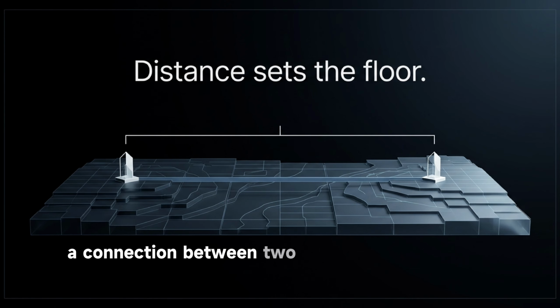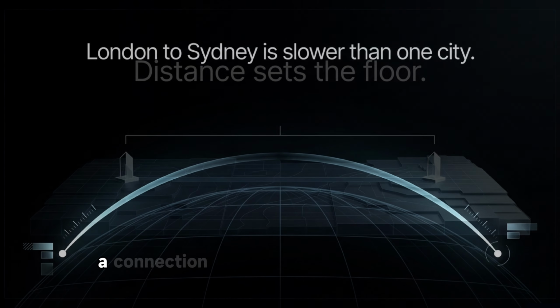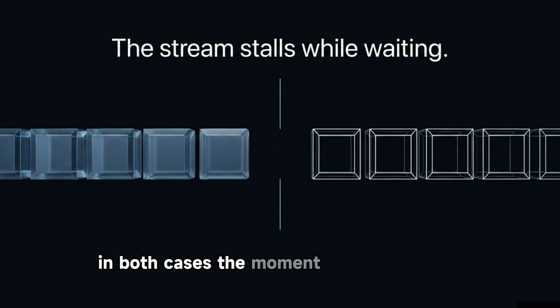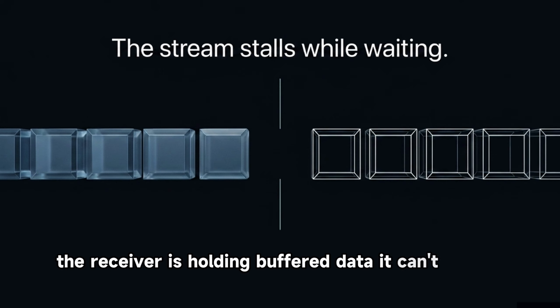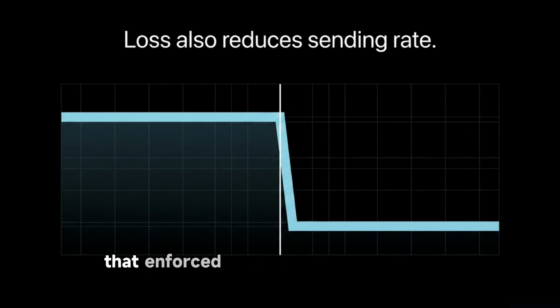A connection between 2 machines in the same city might have a round trip time of a few milliseconds. A connection between London and Sydney might have a round trip time of 250 milliseconds or more. In both cases, the moment loss is detected, the stream stalls, the receiver is holding buffered data it can't deliver, the application is waiting, and nothing moves forward until the retransmission makes the full round trip. For a London-Sydney connection, that's a quarter of a second of enforced stillness, minimum, every time a single packet is lost.